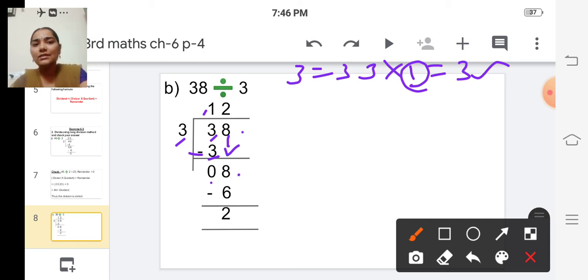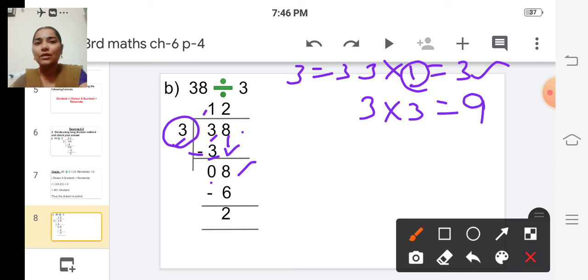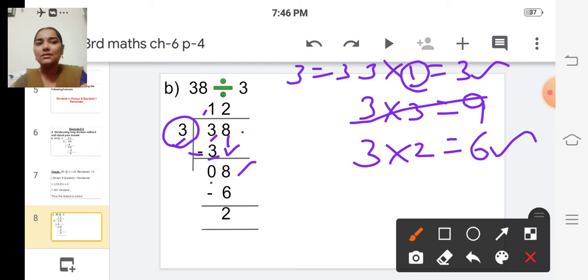So the dividend is 8. 8 is greater than the divisor 3, so we can divide. So how many times will it go? If we take 3 3s are 9, it will go beyond 8, so we cannot take this. So we can take 3 2s are 6. So we can take this.